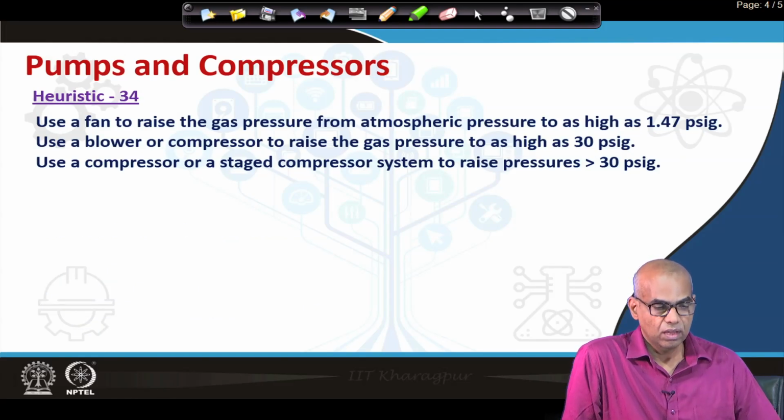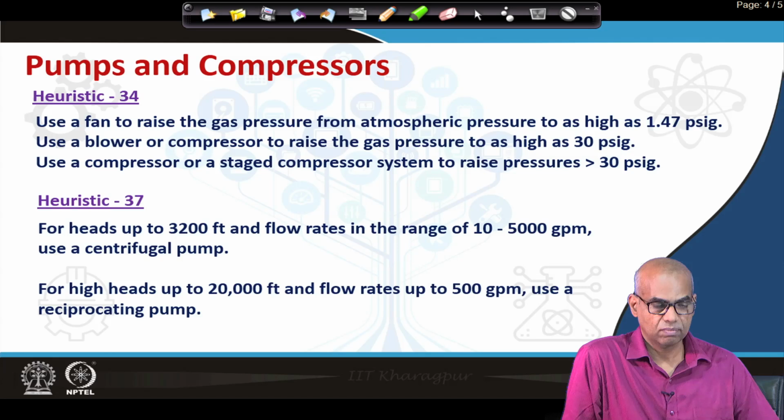Heuristic 34. Use a fan to raise the gas pressure from atmospheric pressure to as high as 1.47 psig. Use a blower or compressor to raise the gas pressure to as high as 30 psig. Use a compressor or a stage compressor system to raise pressure greater than 30 psig. Heuristic 37. For heads up to 3200 feet and flow rates in the range of 10 to 5000 gallons per minute, use a centrifugal pump. For high heads up to 20,000 feet and flow rates up to 500 gallon per minute, use a reciprocating pump.